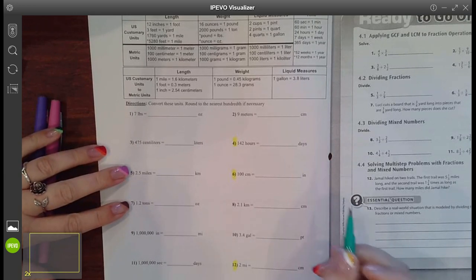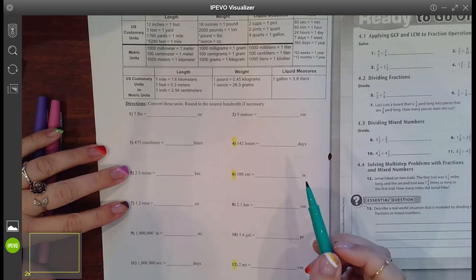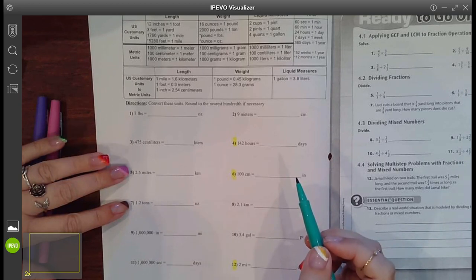You're welcome to show your work on here, but as you can see, it's going to get a little cramped. So if you want to show it on a separate sheet of paper, that would be wise too. You can always pause the video and try it yourself first, and then unpause it and come back to check. So let's go ahead and take a look.